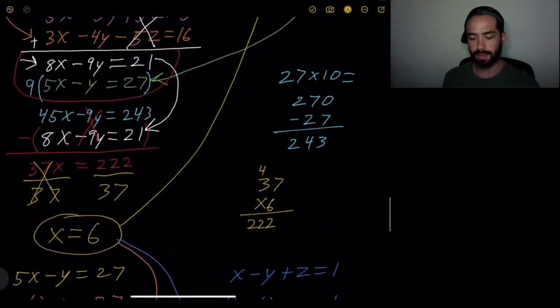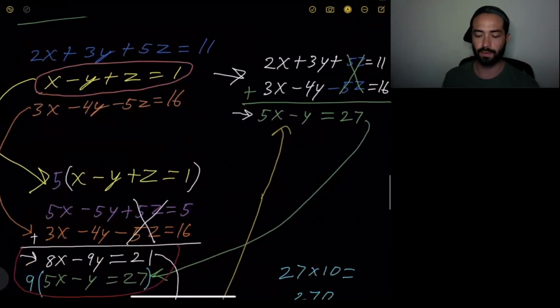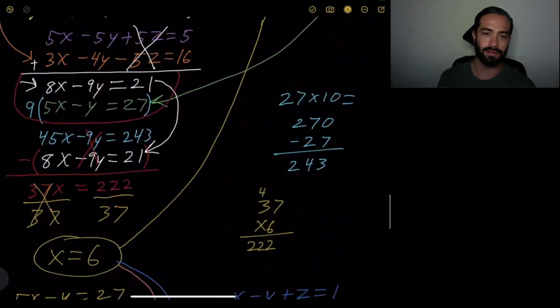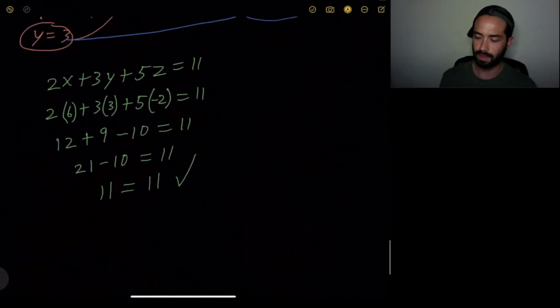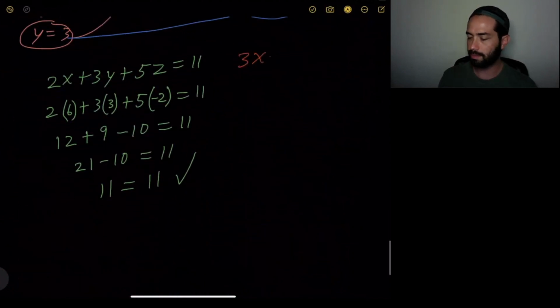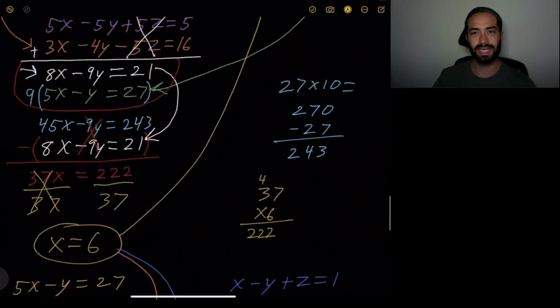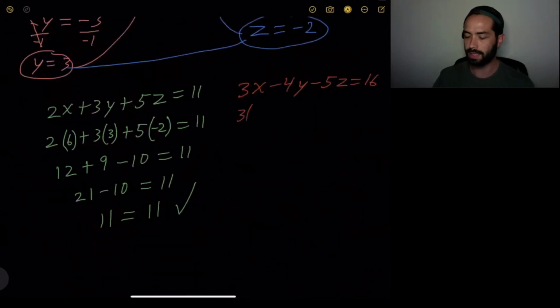So, our last equation to check from the original. 3x minus 4y minus 5z equals 16. Okay, so is everybody ready? Let's plug in. Here we go. 3 times 6 minus 4 times 3 minus 5 times -2 equals 16.